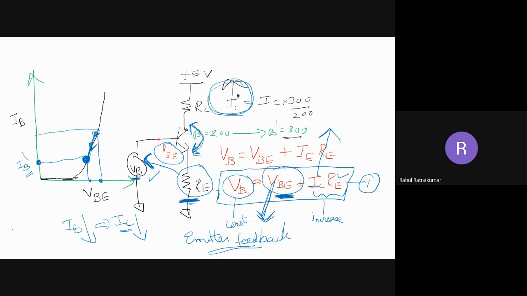So how does this happen? Beta increases by mistake, but the emitter voltage increases. When the emitter voltage increases, obviously the base-emitter voltage has to reduce. This implies IB is reduced, so automatically IC is also reduced, right? So as beta increases, IC is increased, and this effect of the increase in IC is again nullified by the decrease in VBE. Okay, so this is the emitter feedback.